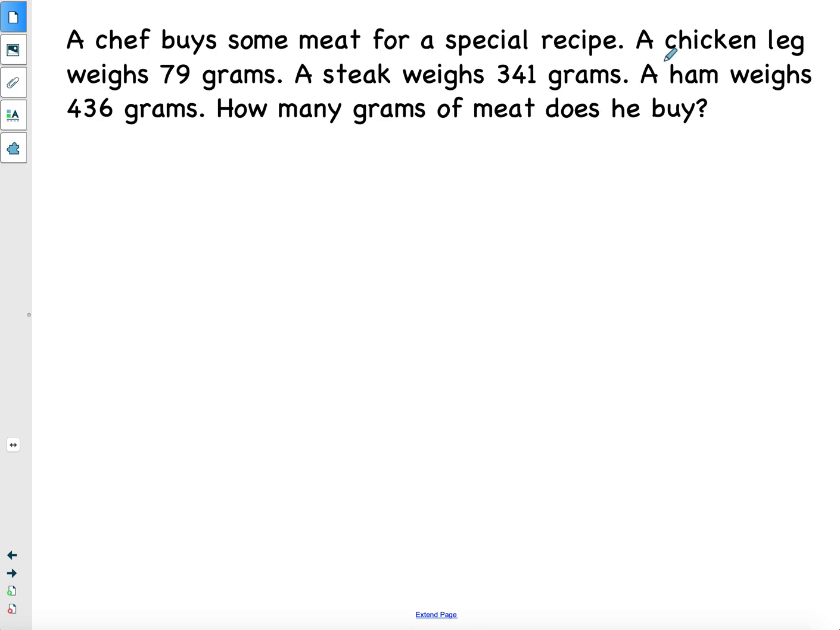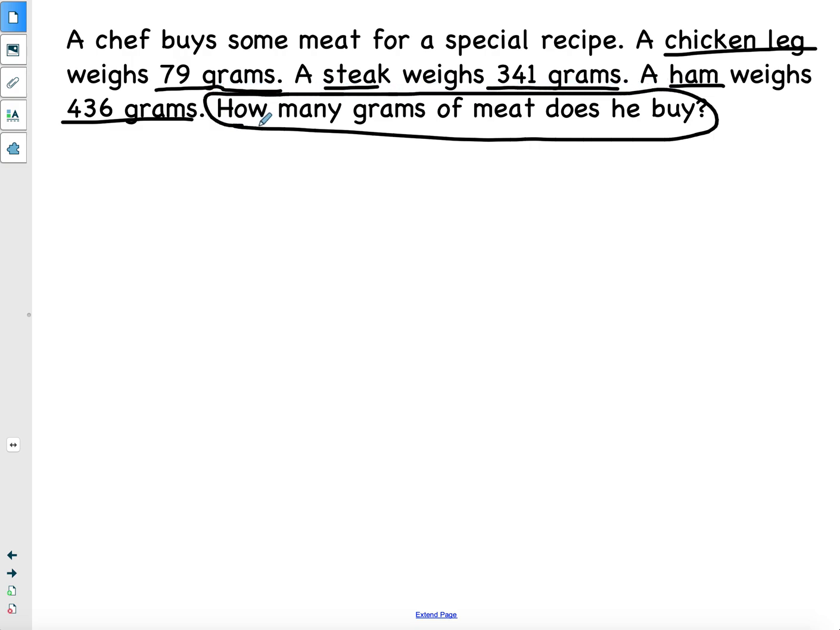Well, let's see. So I know the chicken leg is 79 grams. The steak is 341 grams. And the ham is 436 grams. I want to know how many grams of meat he bought. So how would I solve this problem? So I hope you said add, because I have 3 different pieces of meat and I want to know how much he buys altogether. I want to know all these different grams combined. So I'm going to have to add them.